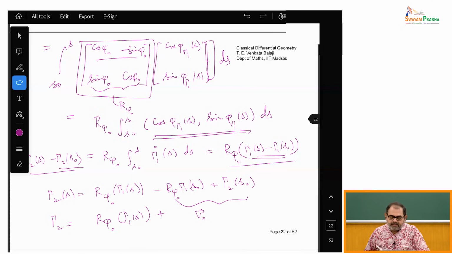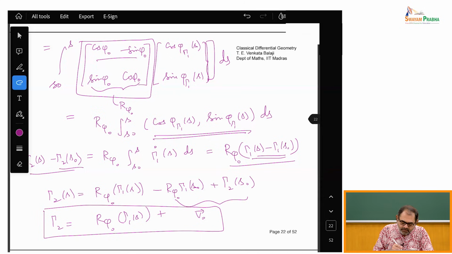And what have you proved? You have proved that gamma 2 of s is obtained by taking gamma 1 of s, applying a rotation, then translating by v naught.